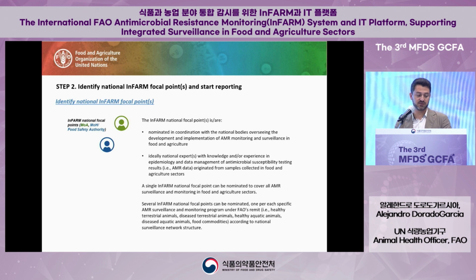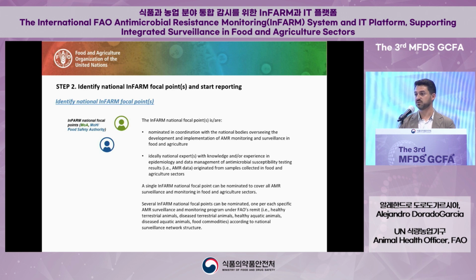Then the second step is to identify national focal points and start reporting. So the first thing is to identify the focal points. And a focal point is defined as in the slide. So these are nominated in coordination with the national bodies overseeing the development and implementation of AMR surveillance and monitoring in food and agriculture. And these are ideally experts with knowledge and experience in epidemiology and data management of antimicrobial susceptibility testing results. There can be one single focal point per country. This is a situation that we found in some countries where they have maybe just one surveillance program in place, but there can also be several focal points nominated for each of the specific surveillance programs.